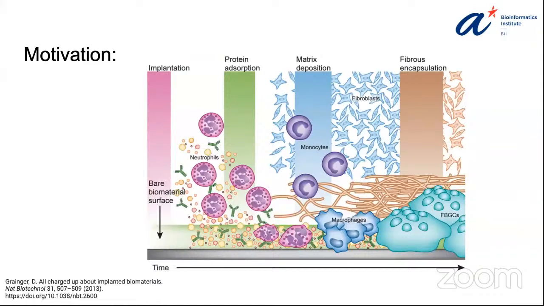Some of the implants get rejected. The reason they get rejected is that the body is able to identify it as a foreign body and start attacking it. Okay. So what you want to do is find out what kind of material you should use so that it will not trigger an immune response.